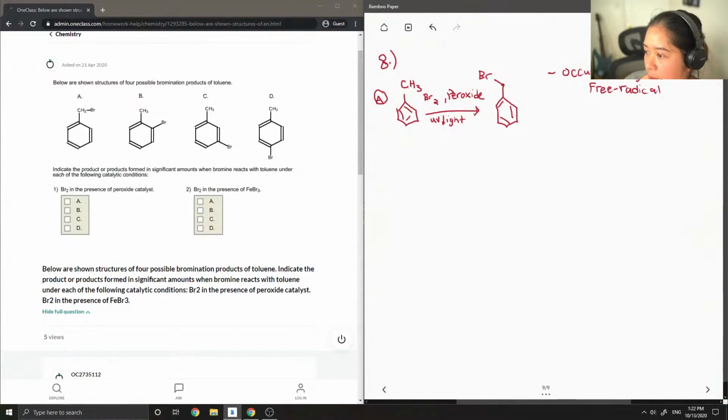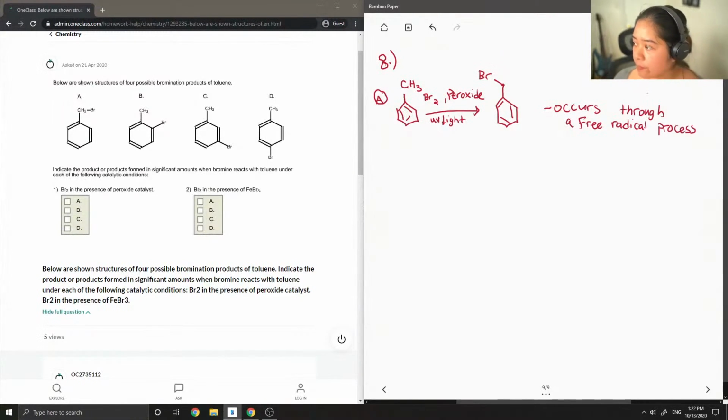I'm going to rewrite that here. So this occurs through a free radical process. Basically, you need UV light for these types of reactions because you really need to add more energy in order to have reactions that occur through the radical process.